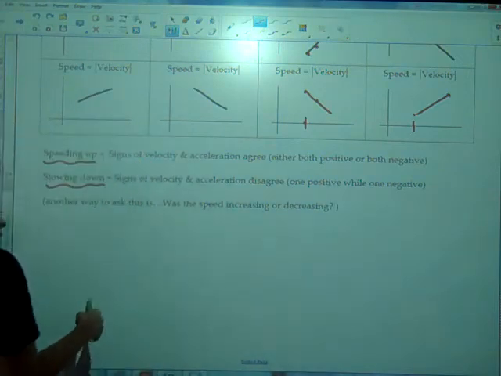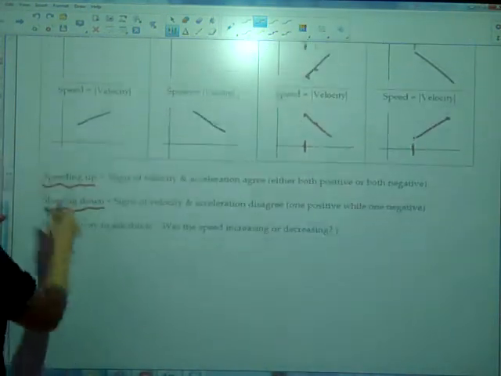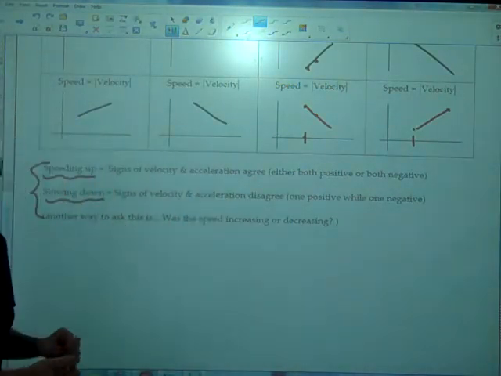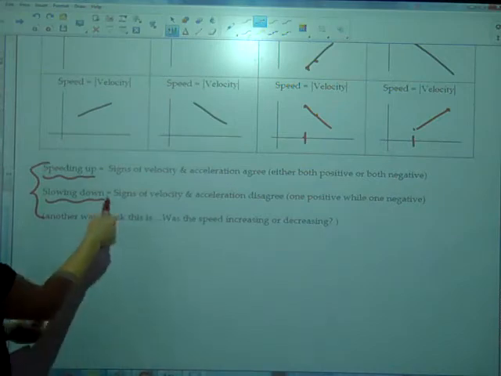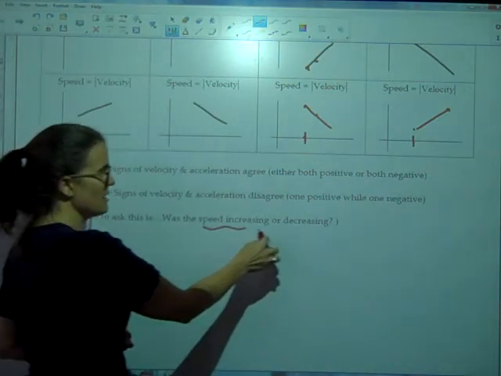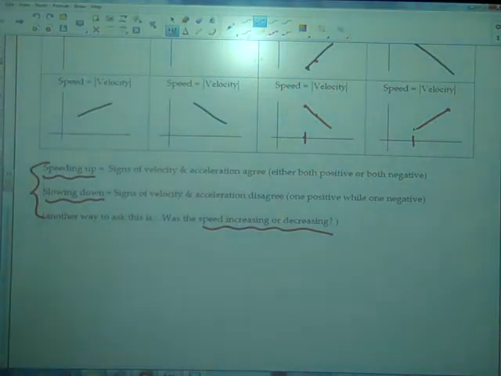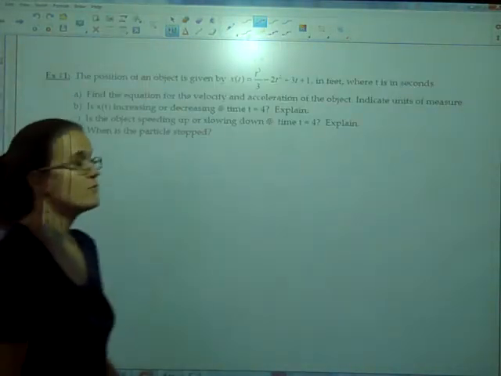So you do not need to graph these every time. If you can just memorize that this is the way it'll work out, you can just find those two values every time. So speeding up, slowing down. Another way to ask this would be, was the speed increasing or decreasing? That's the same question as speeding up or slowing down. So let's jump into our first example.